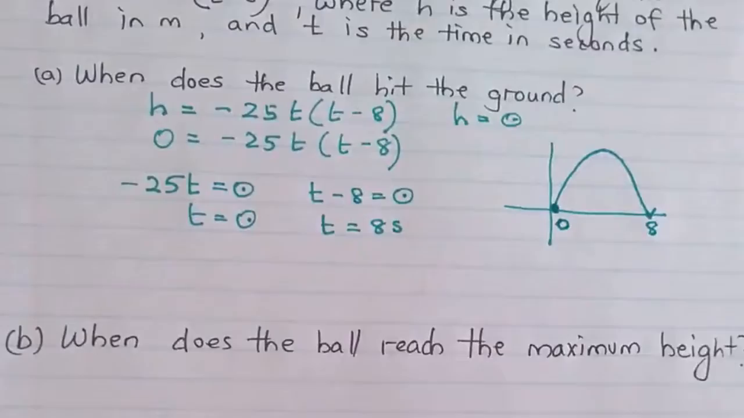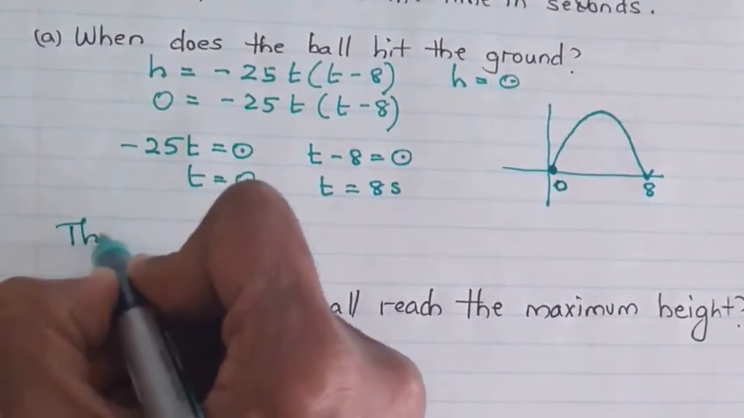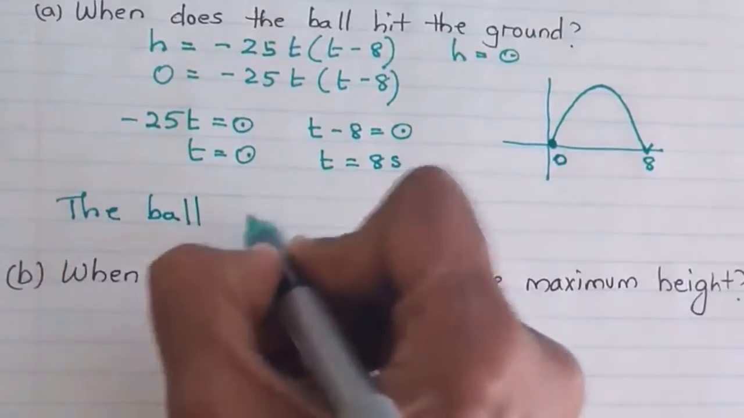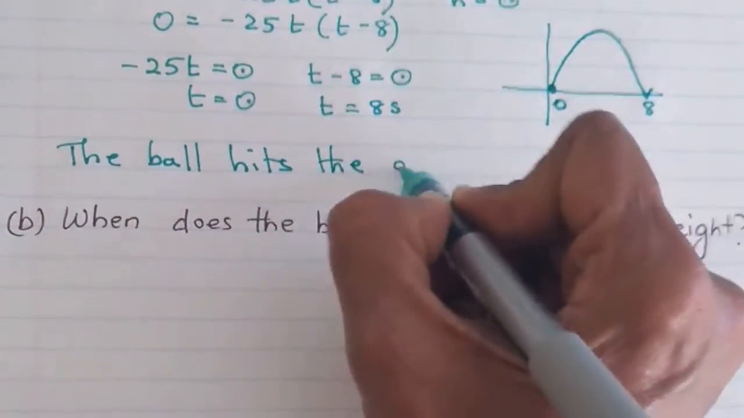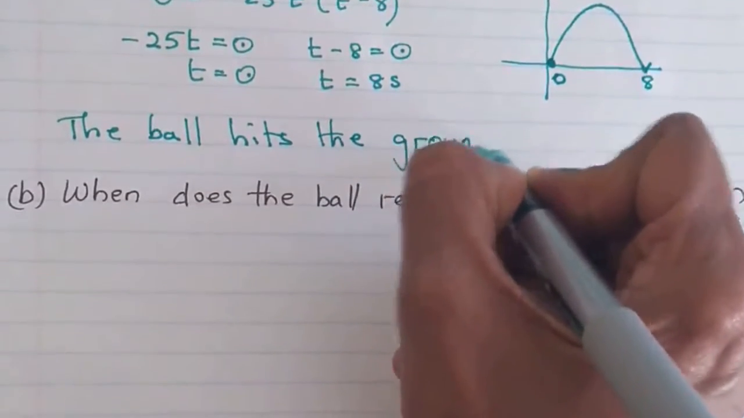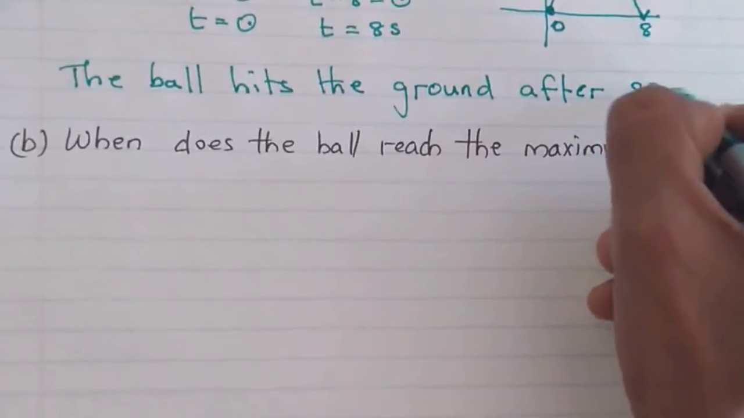So for the question, when does the ball hit the ground, our answer would be the ball hits the ground after 8 seconds.